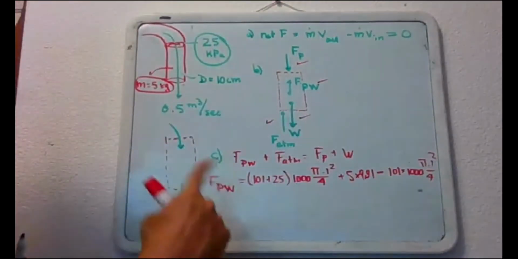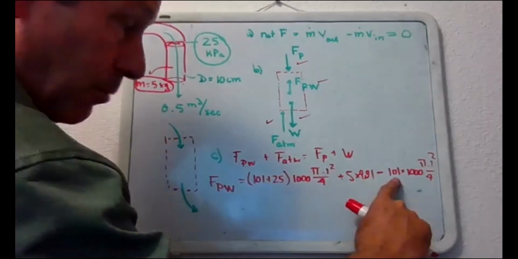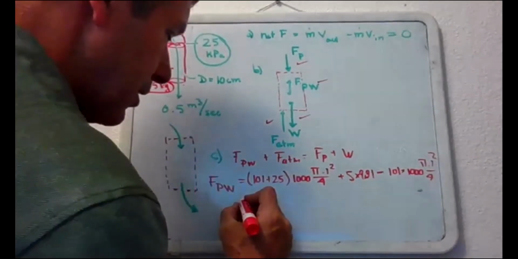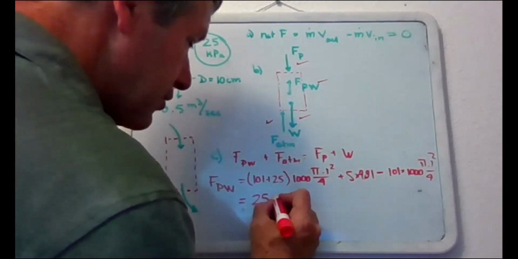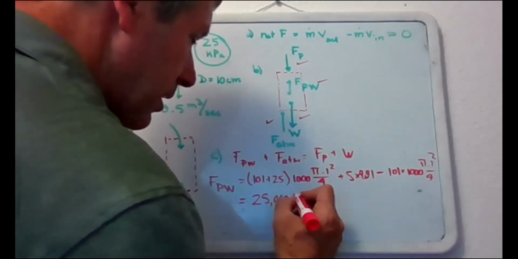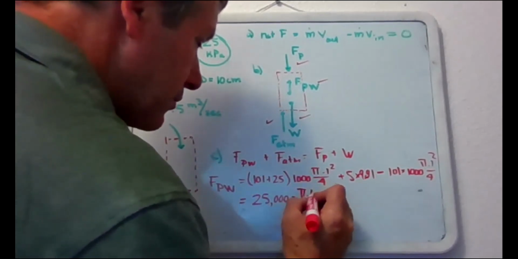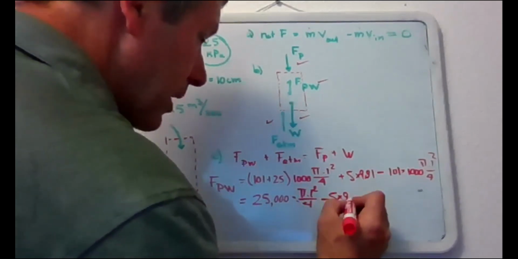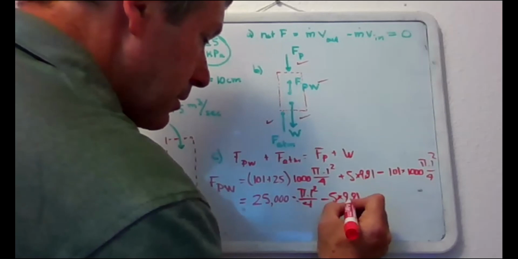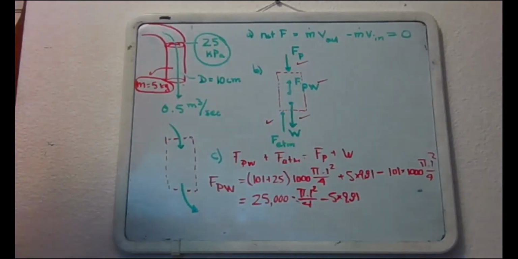Hopefully you can see that we can save ourselves a little bit of number crunching because I've got a 101 here and a 101 there, so those are going to go away. So it's equivalent to what I was trying to say earlier. 25 times 1,000 is 25,000 newtons per meter squared, times pi times 0.1 squared over 4, minus 5 times 9.81. And that computation is going to get us the force of the pipe on the water.